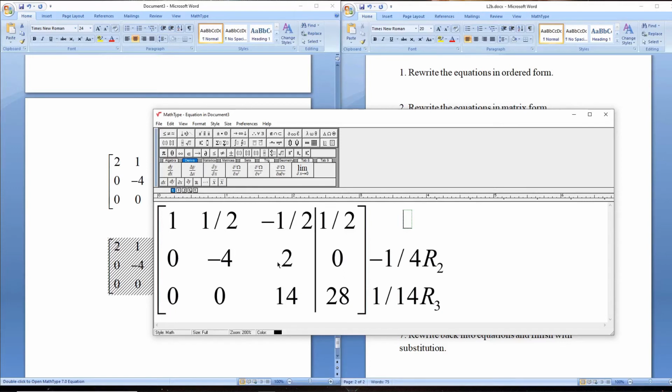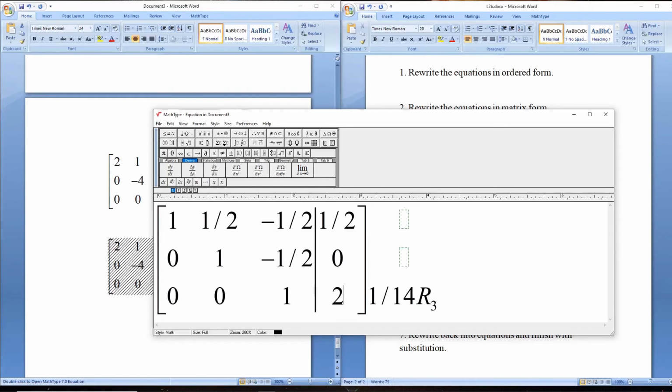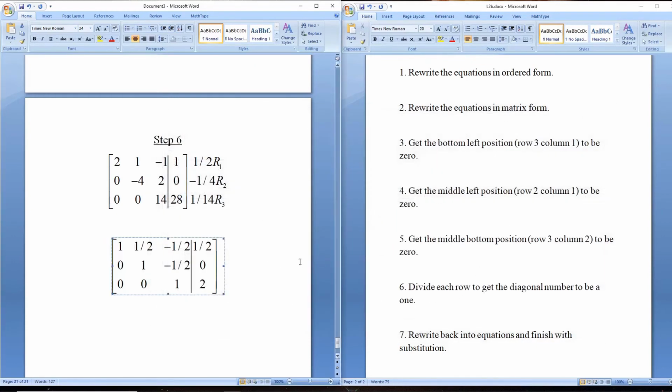Let's go to the second row. Divide everything by a minus 4. So minus 4 divided by minus 4 is 1. 2 divided by minus 4 is minus 2/4, which simplifies to minus a half. And 0 divided by 4 is still 0. So we completed that instruction. And then for the last row, divide everything by 14. So 14 divided by 14 is 1, and 28 divided by 14 is 2. And then we finished that instruction set.